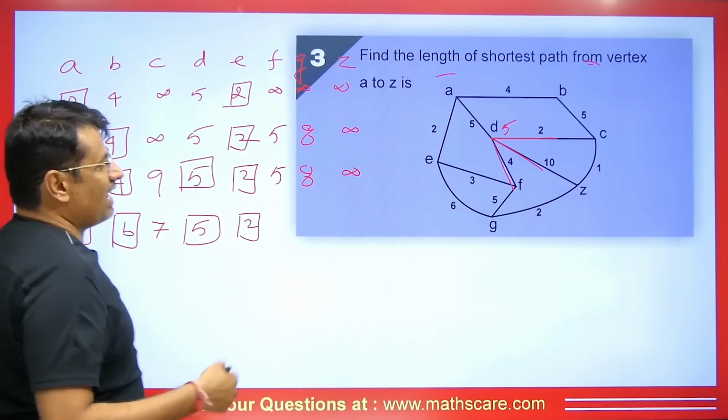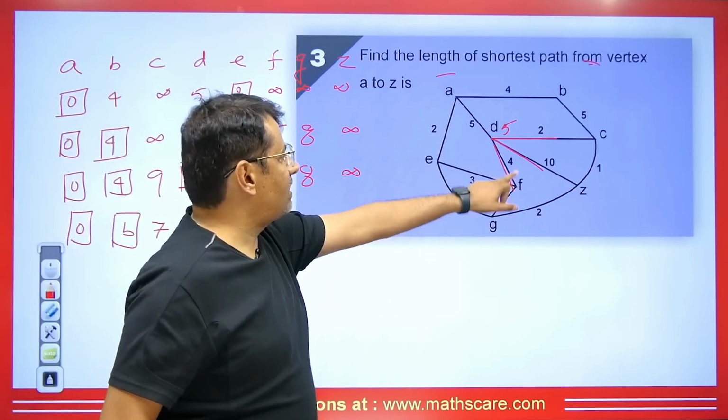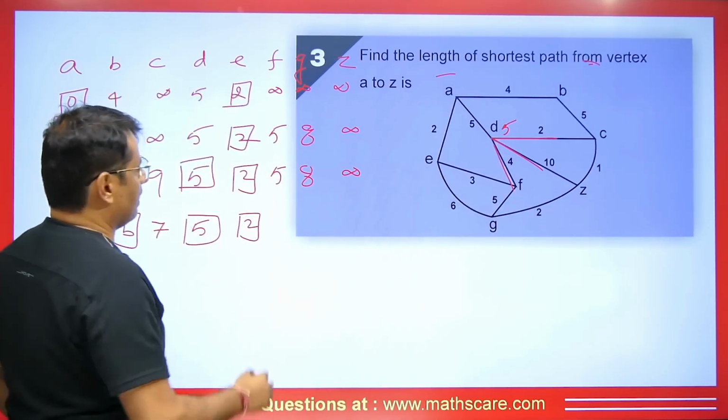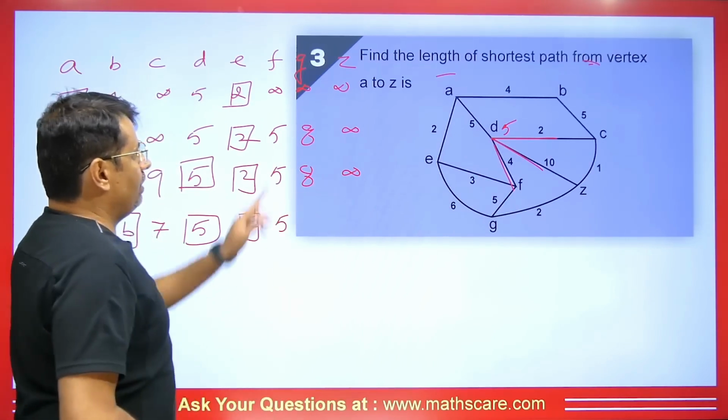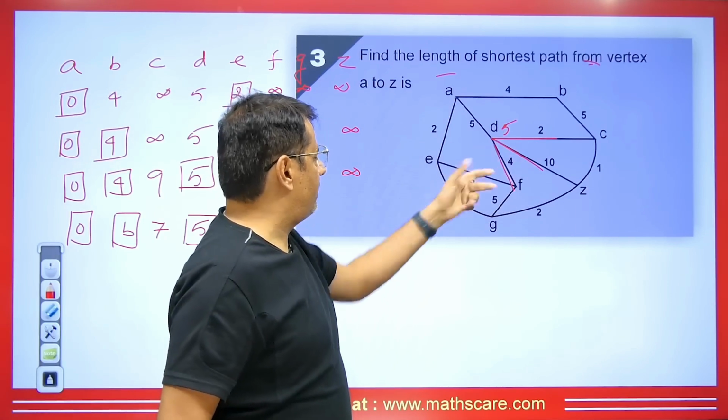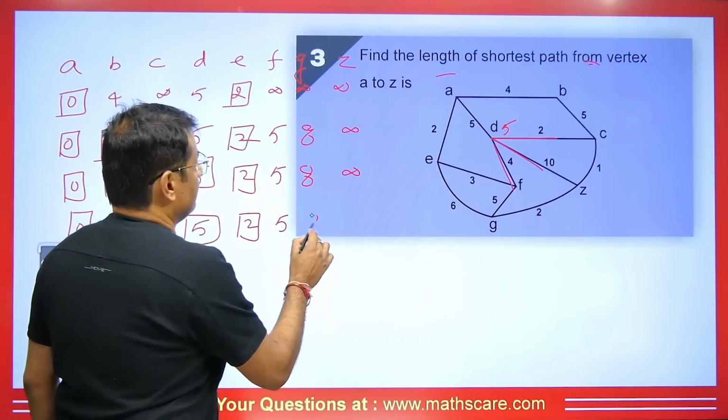Here see, it is F. So when we go to F from D, distance will be 5 plus 4, 9. Whereas here is 5. Okay. So here we will write 5 because we take which is minimum. Now from D to G, you can see we can't go to G from D. Therefore, this will be as it is.